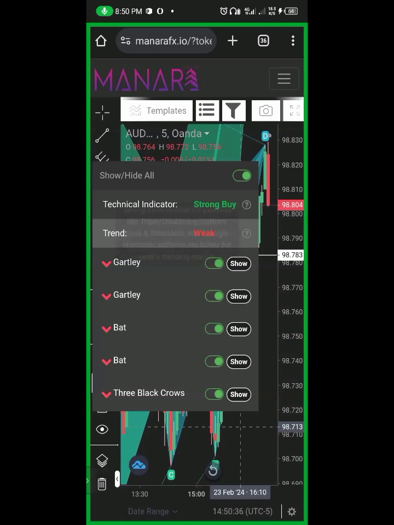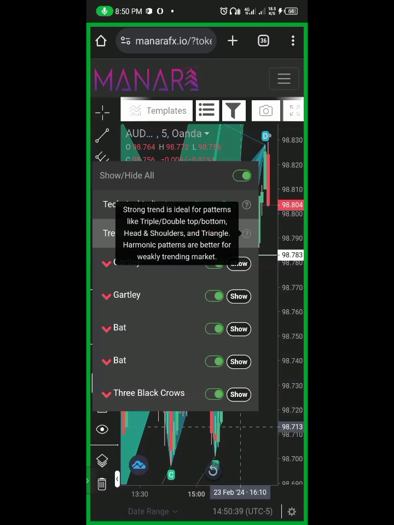As you can see here, this strong trend is ideal for patterns like triple top and all those things. So it tells you if the market is very trendy. It is very trendy. You understand? Meaning the market is strong. There's enough money in the market to push you to the direction you want to go. If it's not saying strong or very strong, don't take the trade.